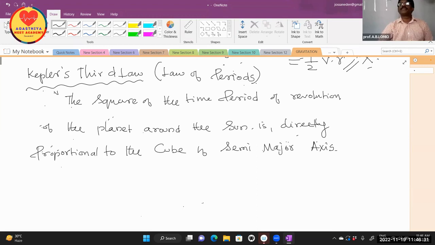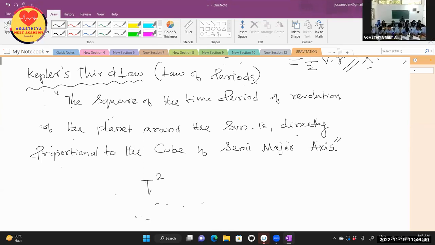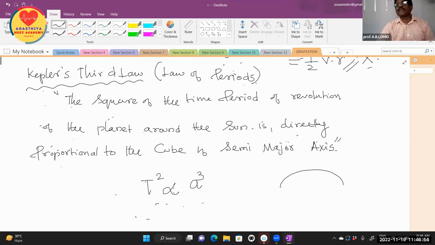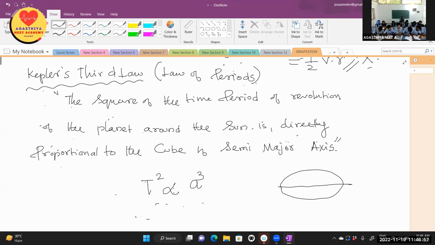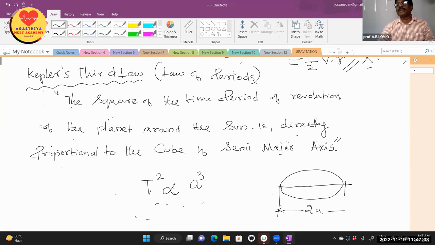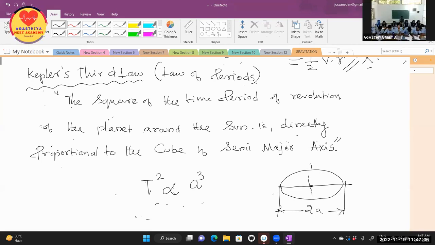The statement, mathematically, can be written as: square of the time period, that is T squared, is directly proportional to the cube of the semi-major axis. Consider this is the ellipse. This is the major axis. Major axis, let it be 2a. Half of the major axis is a. Therefore, T squared is directly proportional to a cube.